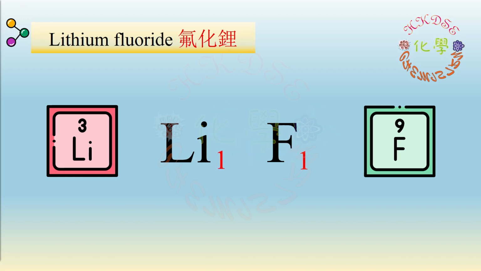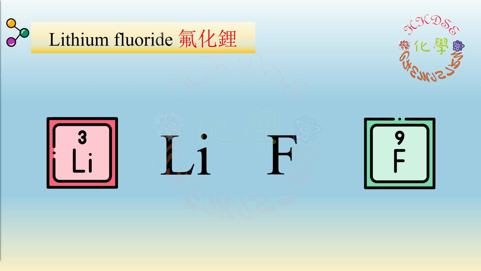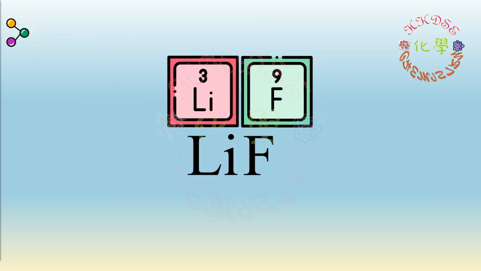Step 3. No number means that there is one atom. Omit the number 1 for lithium and fluoride. Combine the symbols and simplify the ratio, just like how it's done here, so the resulting formula is LiF. Did you get that, too?